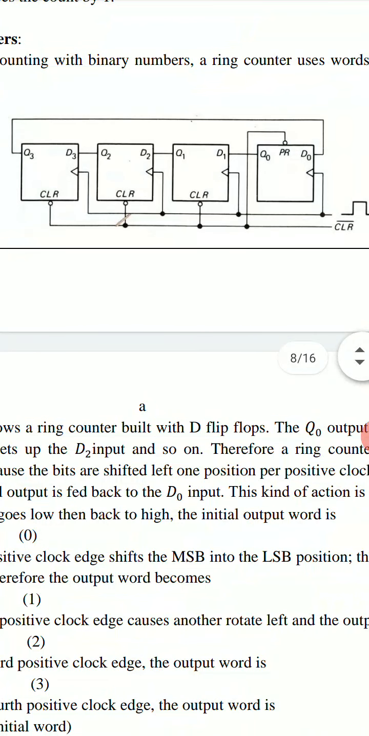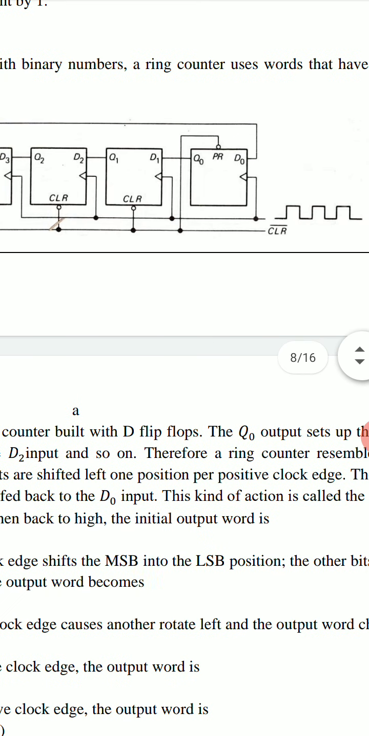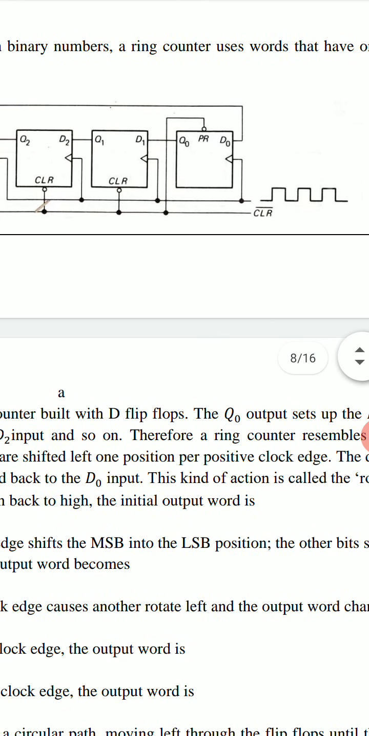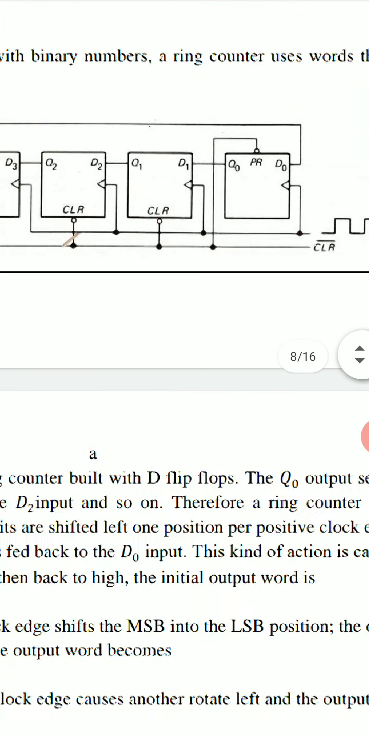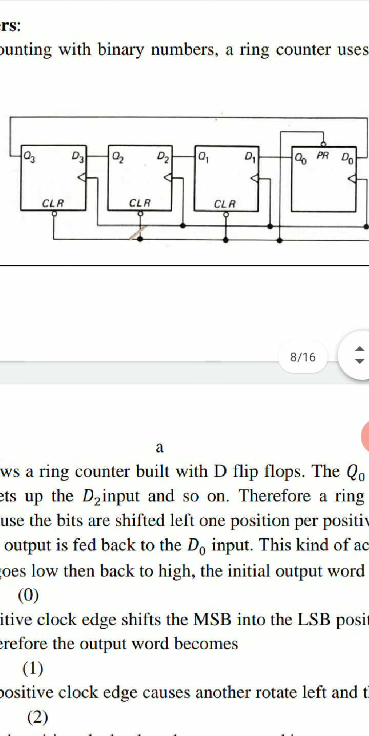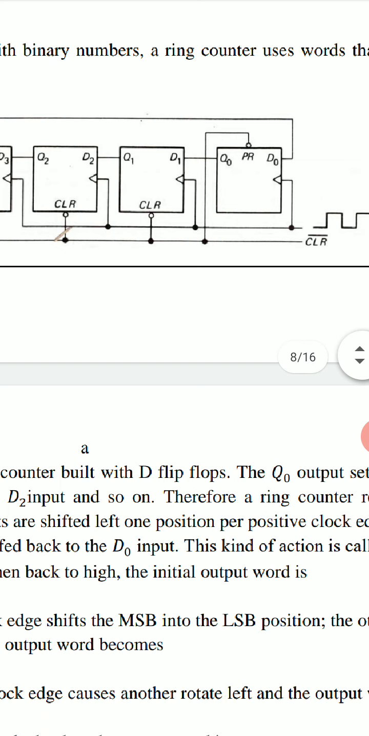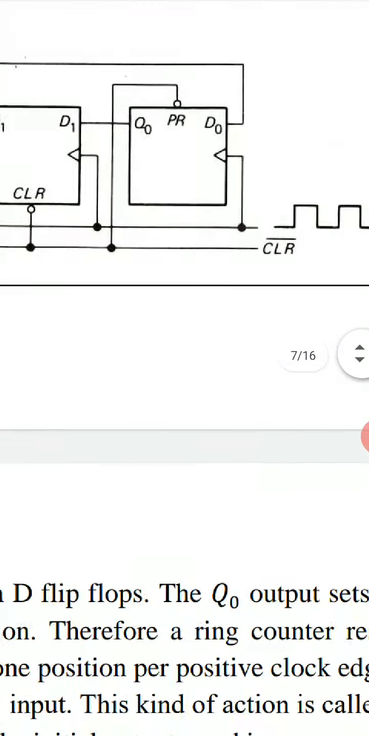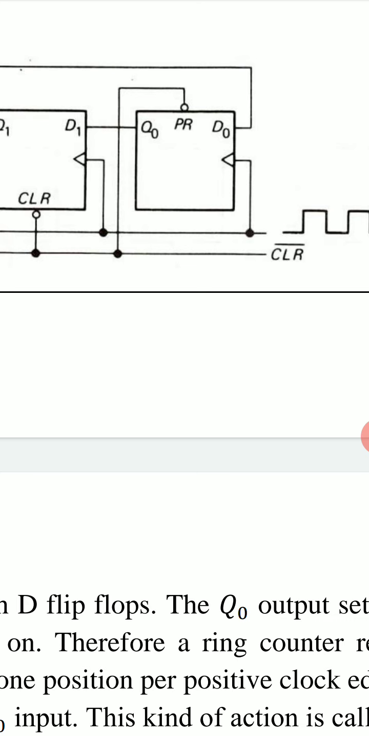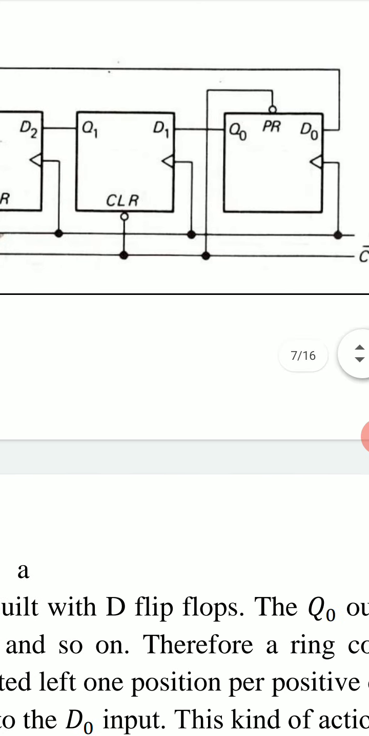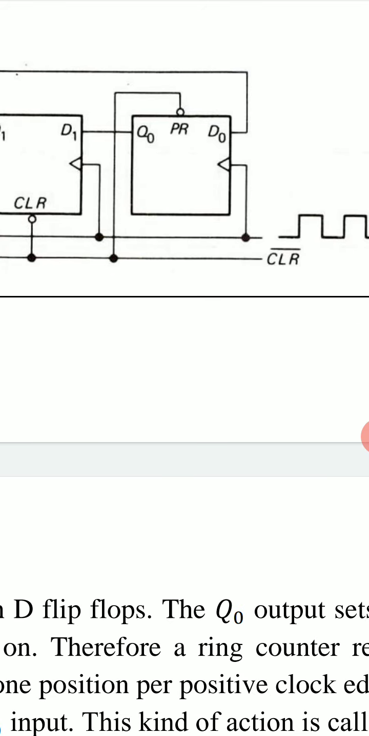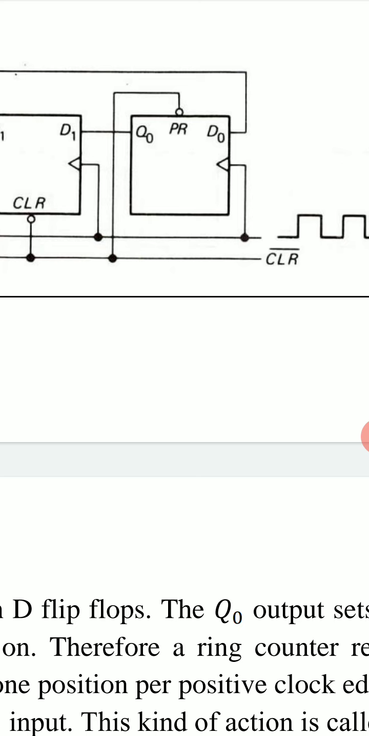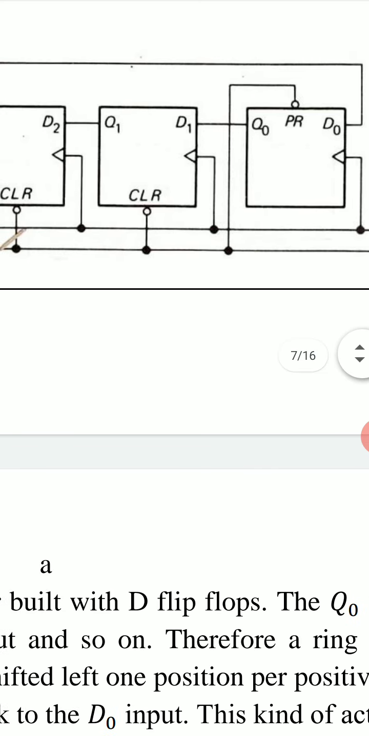In this circuit, we are using 4 D flip-flops in this way. The clock signal is applied simultaneously to all 4 D flip-flops, and these 4 D flip-flops are positive edge triggered D flip-flops as shown by this triangle symbol. A control signal CLR bar, clear bar. CLR bar means clear bar. It is used in this way.